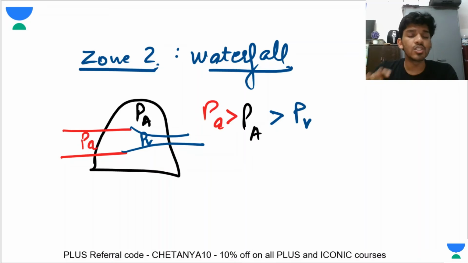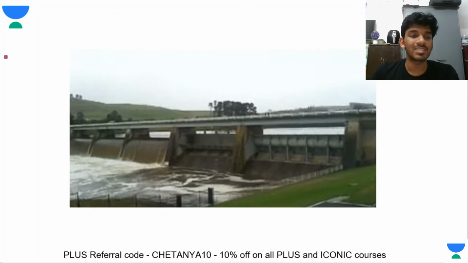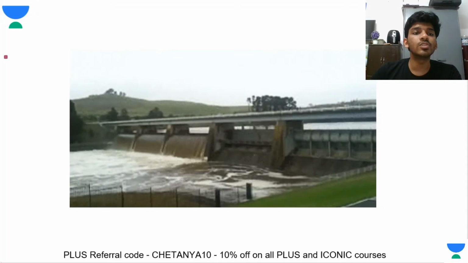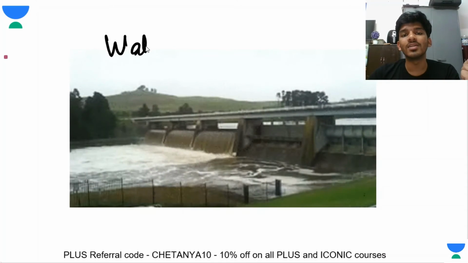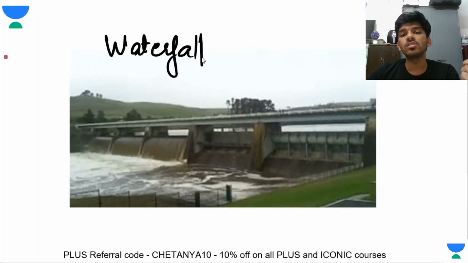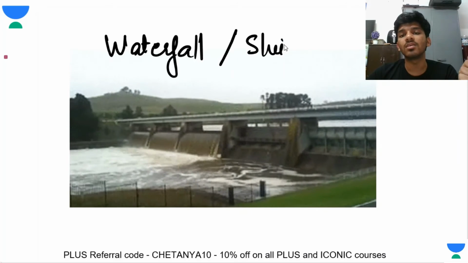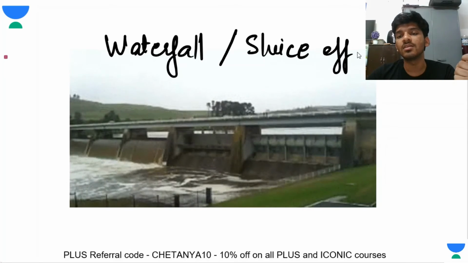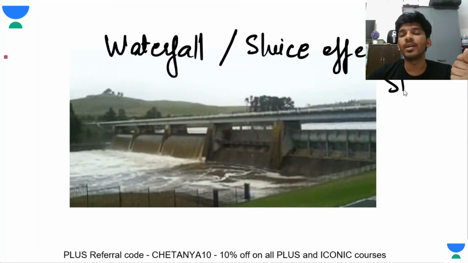The next zone is zone 3 of the lung, right? And it is the zone with the maximum blood flow. All right, it is the zone with the maximum blood flow. One more thing, zone 2 is also called the waterfall. So you understand why it is called the waterfall, because it is also called the sluice effect, right? Or it has been compared to a Starling resistor.